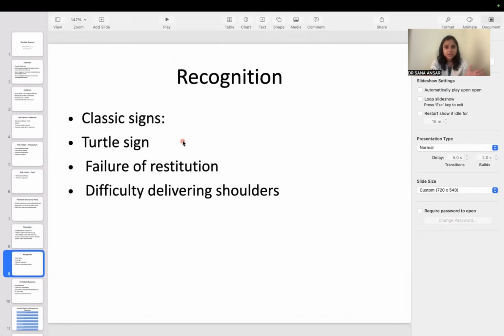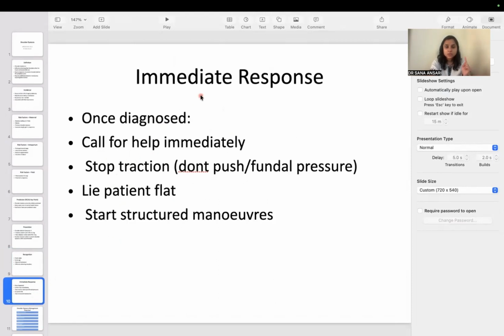So, how do we recognize shoulder dystocia? There is the turtleneck sign, failure of restitution, and difficulty in delivering the shoulders. The immediate response once you have diagnosed shoulder dystocia is always to call for help. This is a very commonly asked question. The first thing you do after diagnosing shoulder dystocia is call for help immediately. Stop traction. Don't ask the patient to push and don't apply any fundal pressure. Lie the patient flat and start the maneuvers.